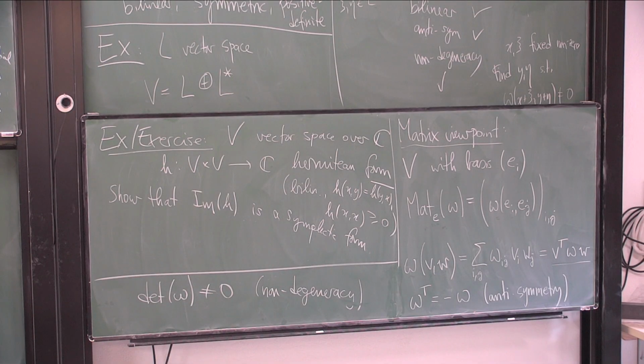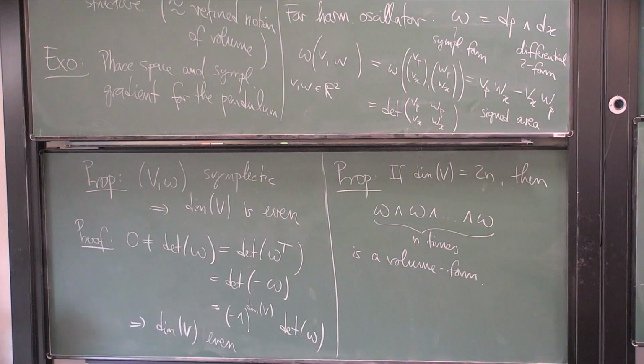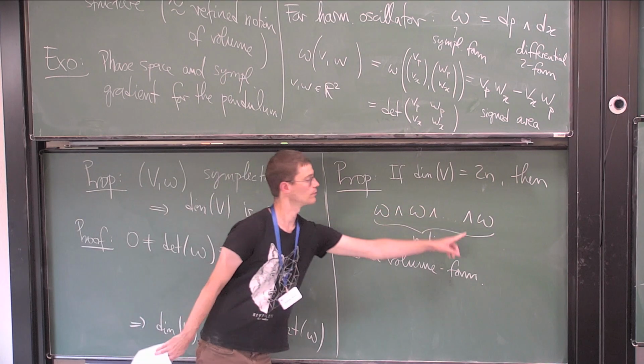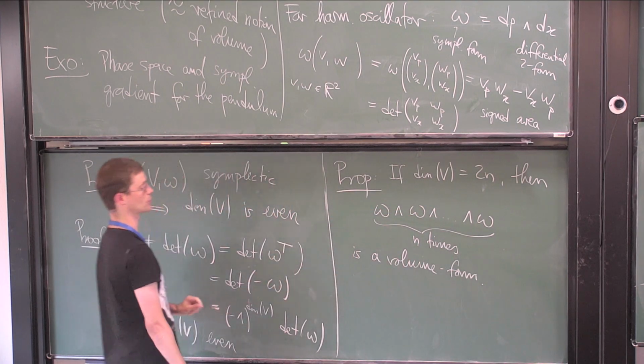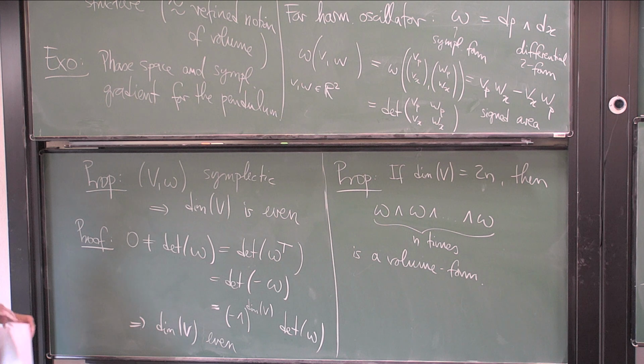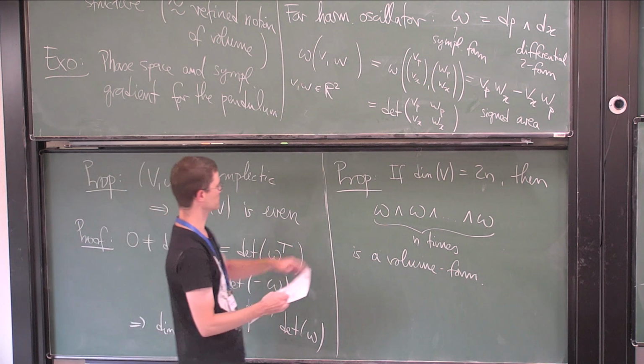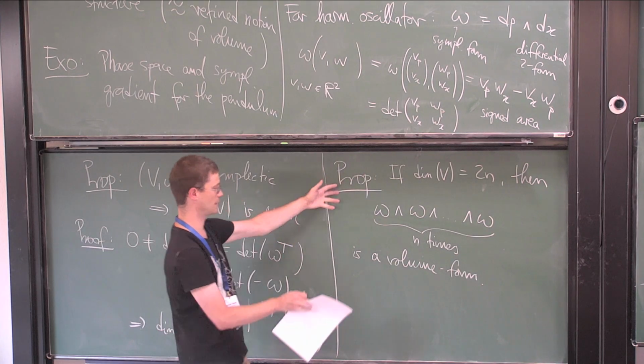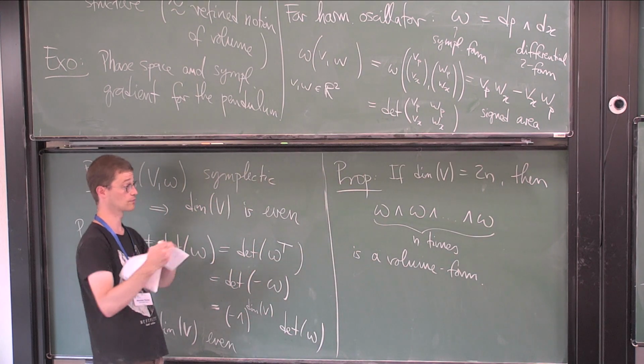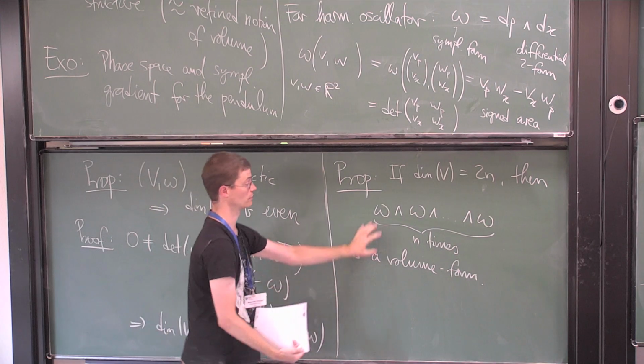So what is a volume form? If you have a vector space of dimension m, then the volume form is a differential m-form which is non-zero. So what does this proposition mean? It means that whenever you have a symplectic form, you can imply the notion of a volume.